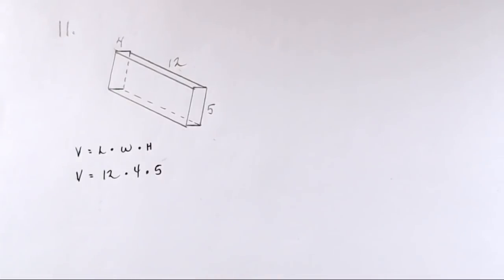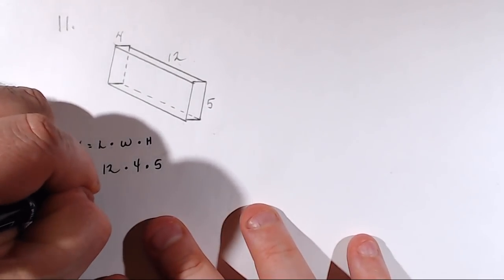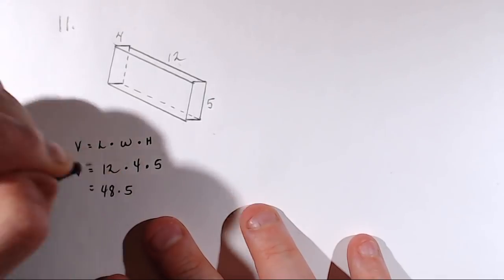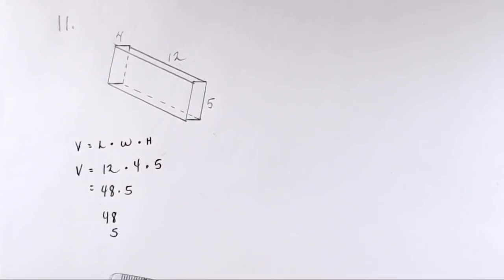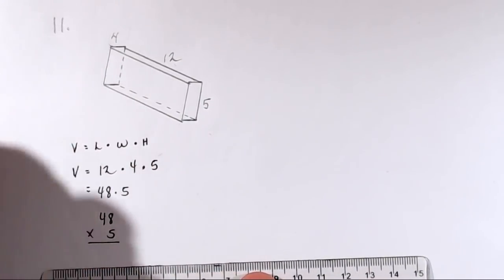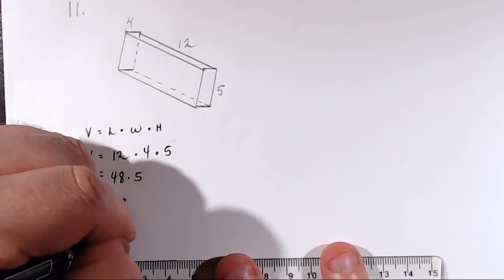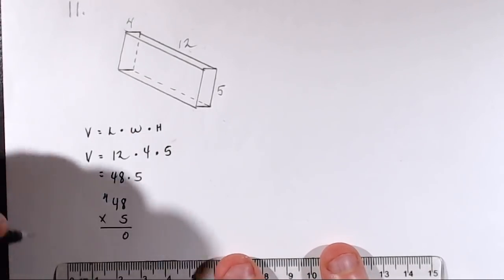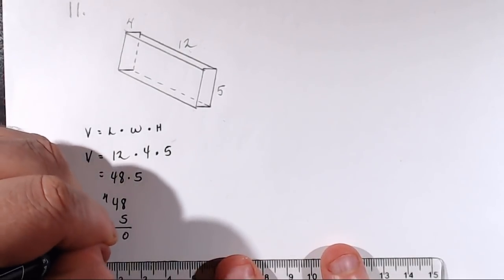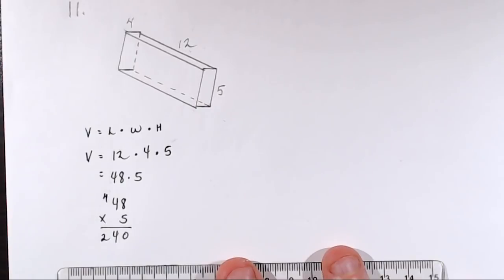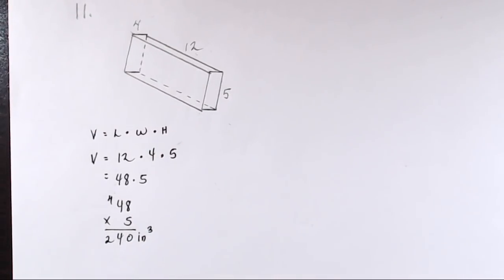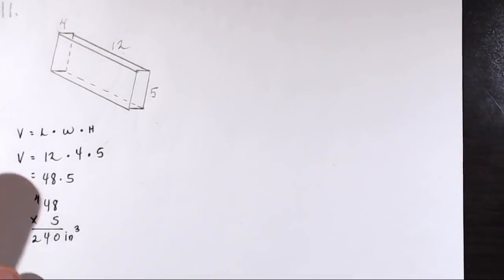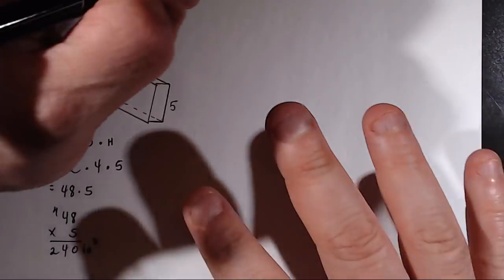So we're going to do this without a calculator. 12 times 4 is 48. So that equals 48 times 5. And now we'll do the multiplication. 48, 5. 8 times 5 is 40. 4 times 5 is 20, plus 4 is 24. So 48 times 5 is 240. Okay, and remember that's going to be cubic inches. Okay, that was number 11. And now on to number 12.